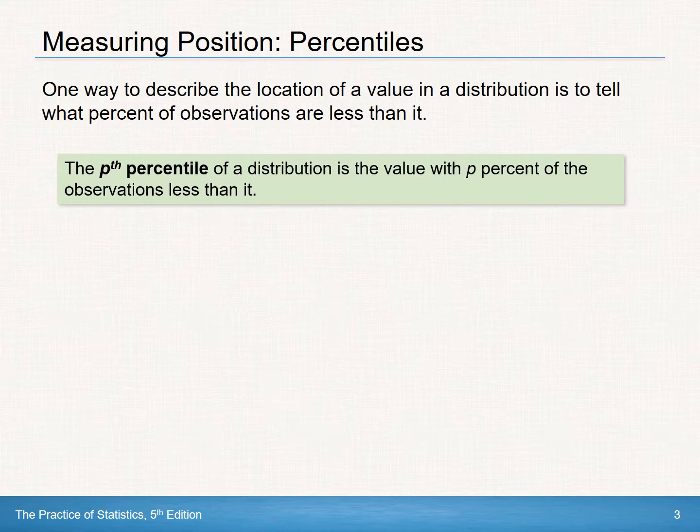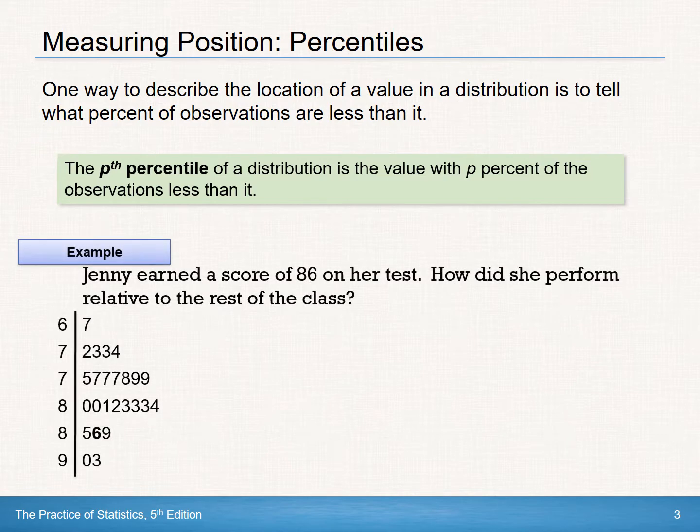Measuring position or percentiles is one way to describe the location of a value in a distribution. It's telling what percent of observations are less than it. The pth percentile of a distribution is the value with p% of the observations less than it. You've probably heard of percentiles in the past when you would get your PSSA scores back or your Keystone exams. It would tell you what percentile you fall.